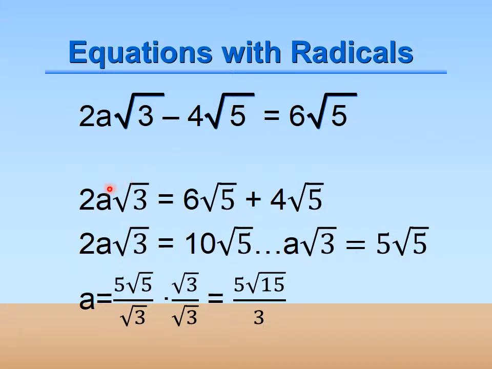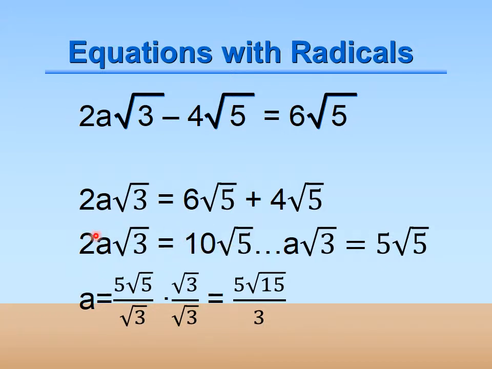So now I have 2a square root of 3 equals 6 square root of 5 plus 4 square roots of 5. So again, I added 4 square roots of 5, so that way it would go away on the left-hand side. Well, now I combine like terms. 6 square roots of 5 plus 4 square roots of 5 is 10 square roots of 5. So now I've got 2a square root of 3 equals 10 square roots of 5.